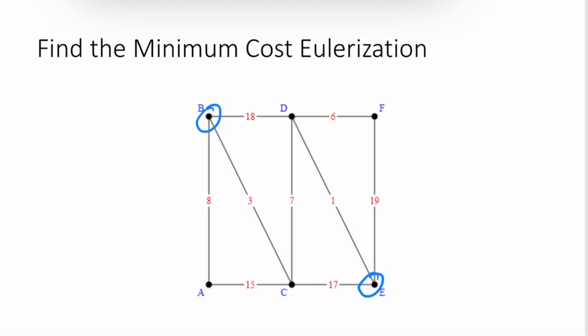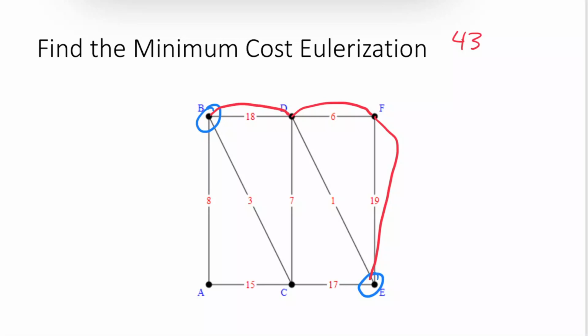And vertex B and E are not directly adjacent to each other. And so instead of just duplicating a single edge, you're going to have to duplicate a couple edges to create a path between them. And there's multiple different paths you could duplicate. For example, I could duplicate this one, and then this one, and then this. That would Eulerize the graph. And the cost of that Eulerization would be 18 plus 6 plus 19. So the cost of that Eulerization would be 43.